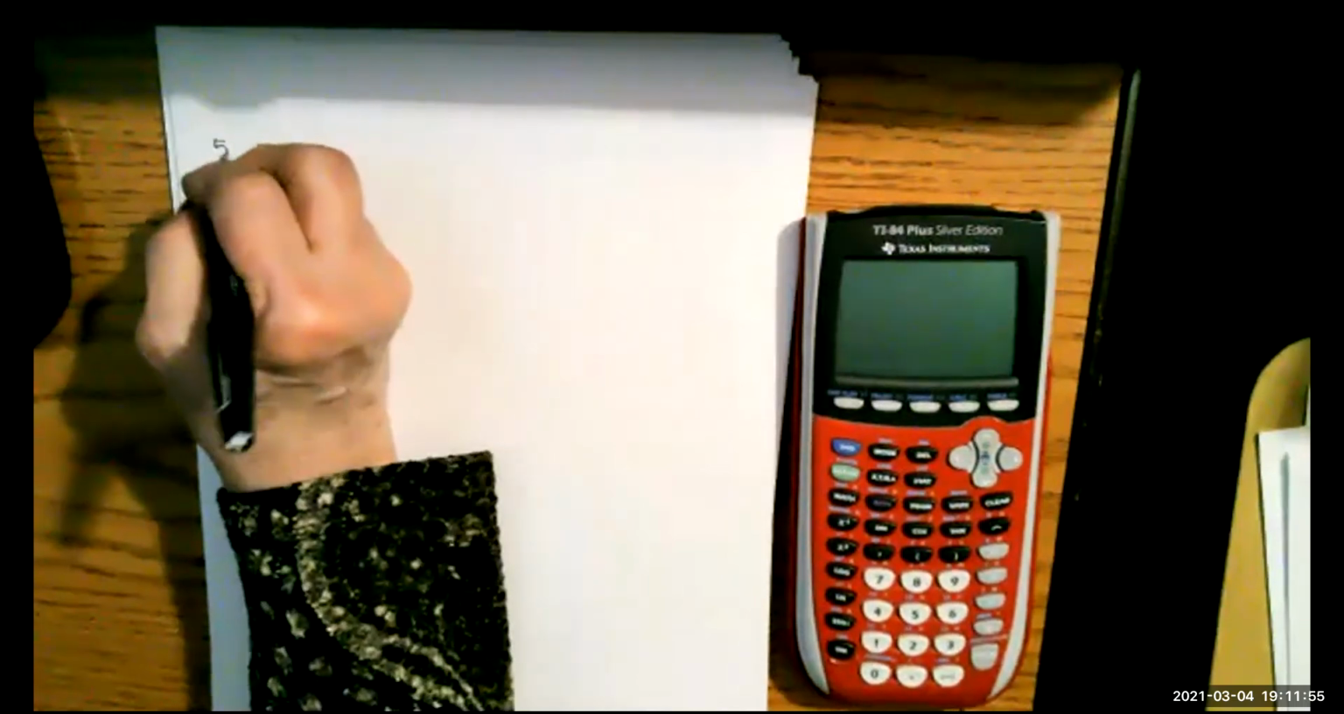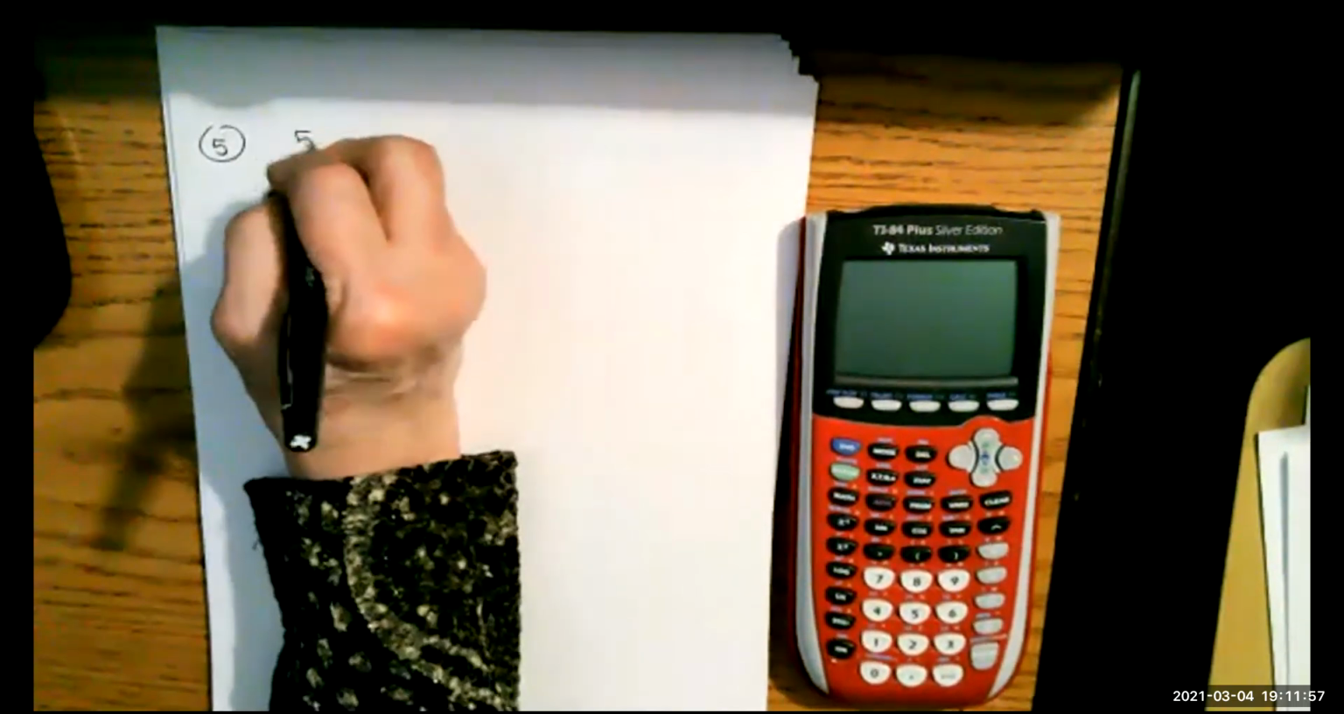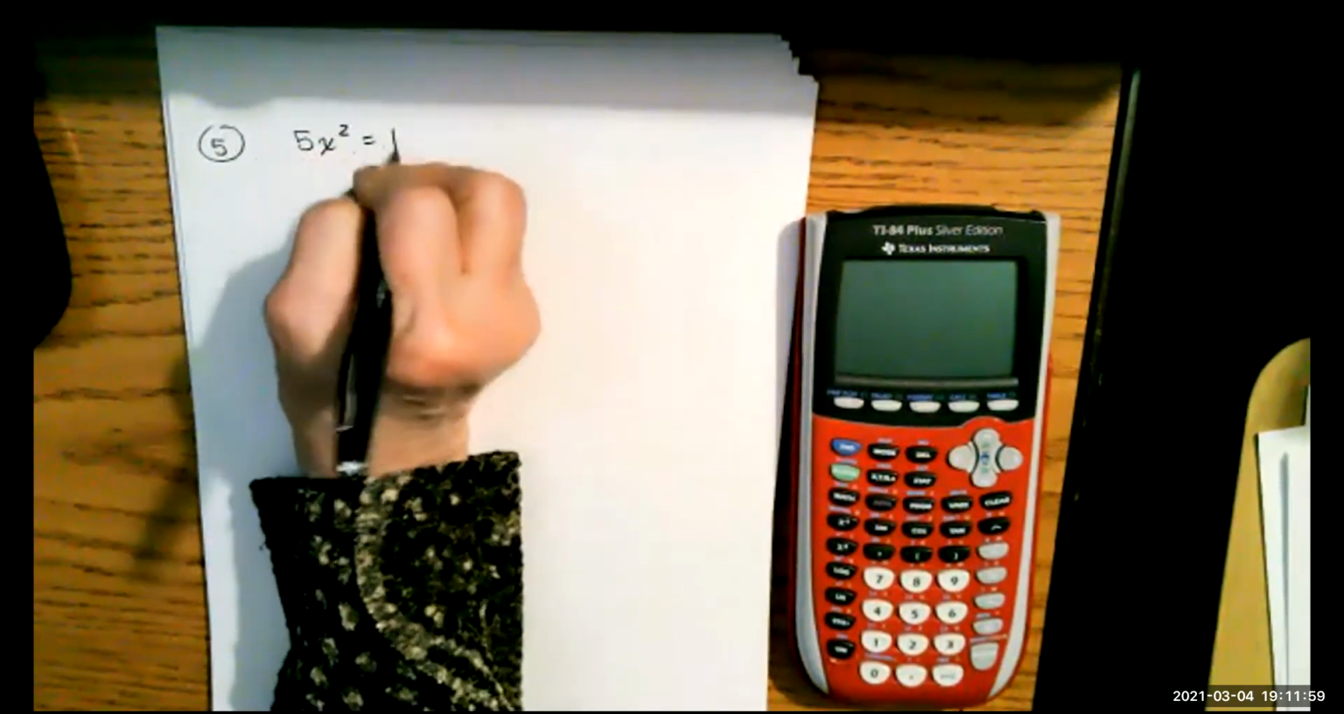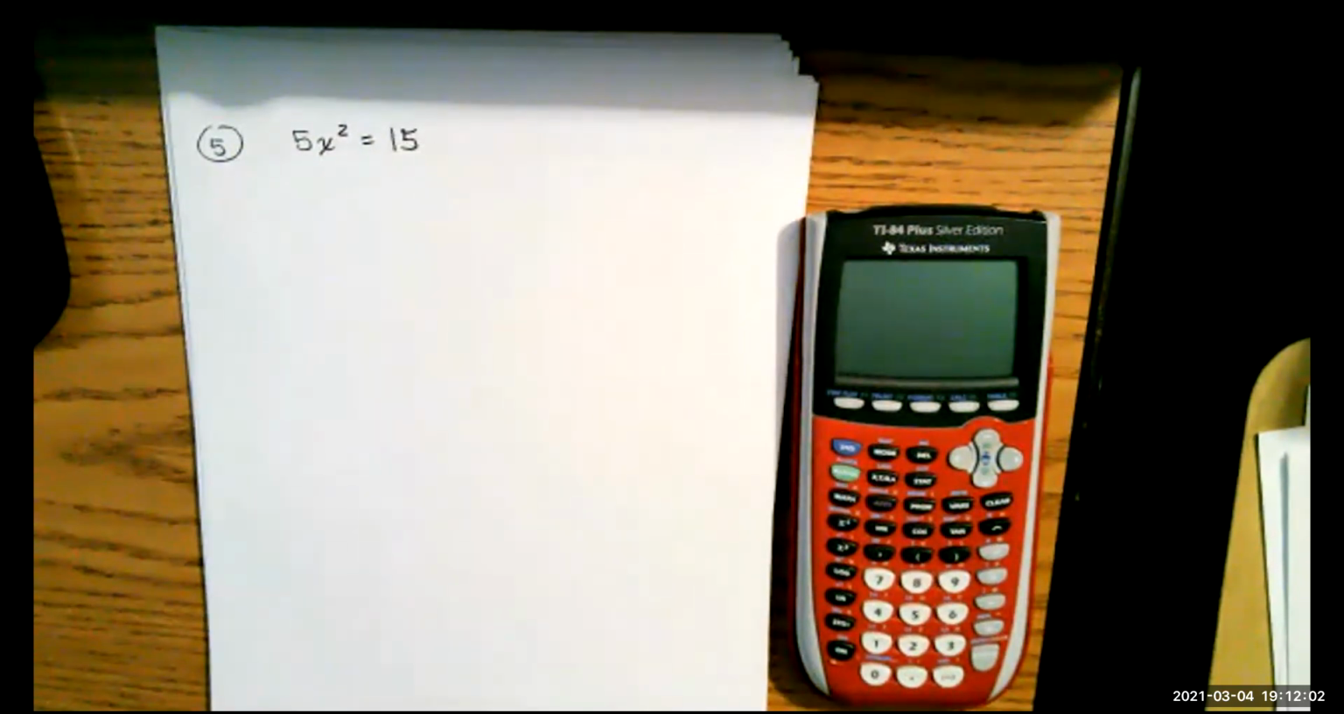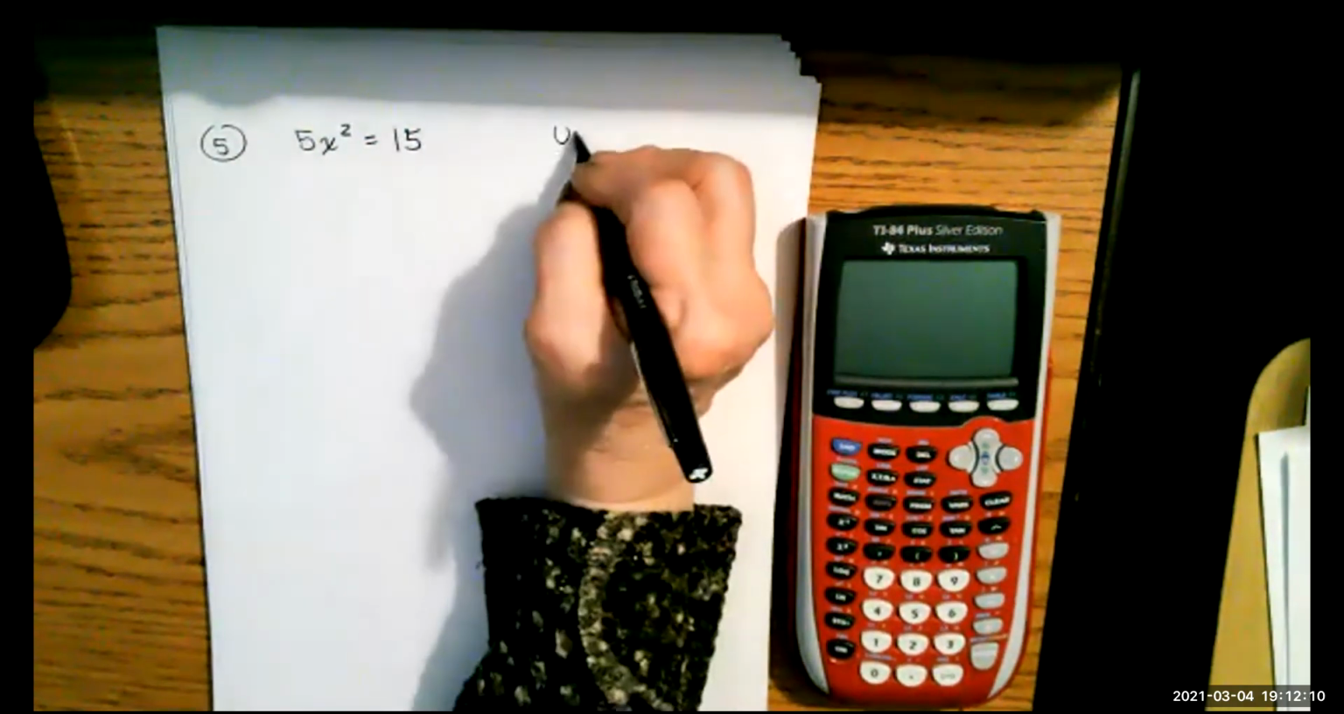All right, let's try this one. This is actually number 5. We did number 4 already. Number 4 was the one that I did as an example when we were using the square root method. And this one's another one of those examples. We're going to use the square root method.